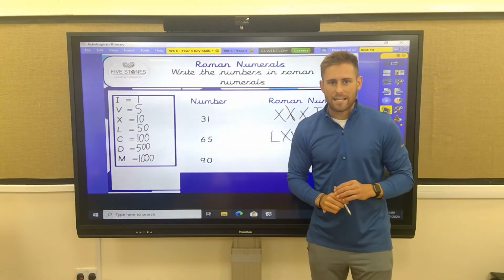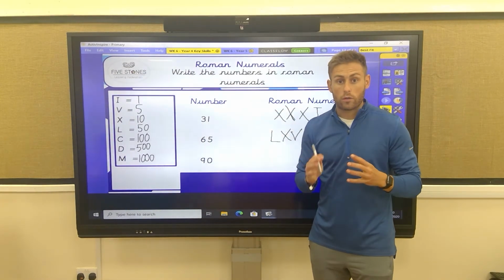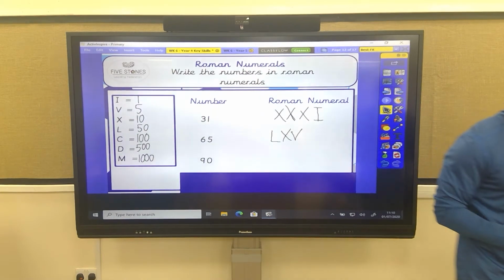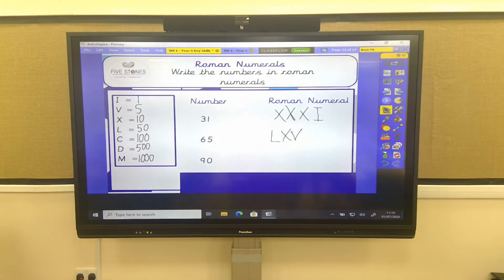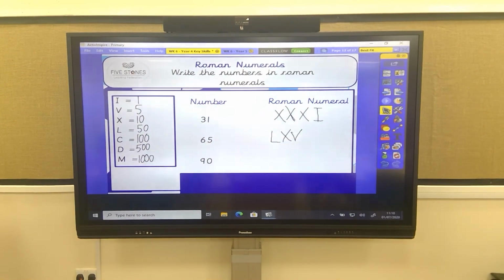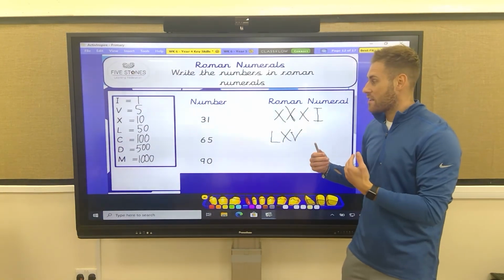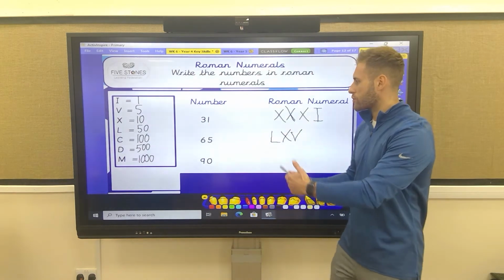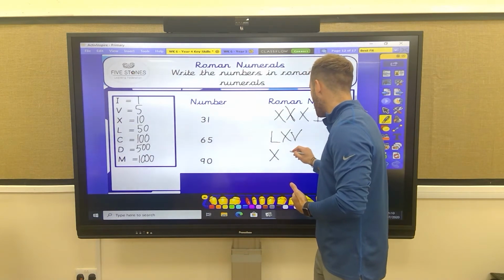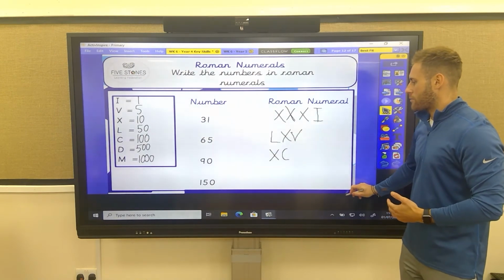Now, 90. Thinking about the rule, Roman numerals don't show 3 or more of the same in order. So think about how we could represent 90. Off you go. So 90. Yes, we don't go with 50 and 4 10s. We actually go with 10 less than 100. So we know 100 is C and 10 is X. So if we put the X before the C, this means 10 less than 100. So well done if you managed to represent that.